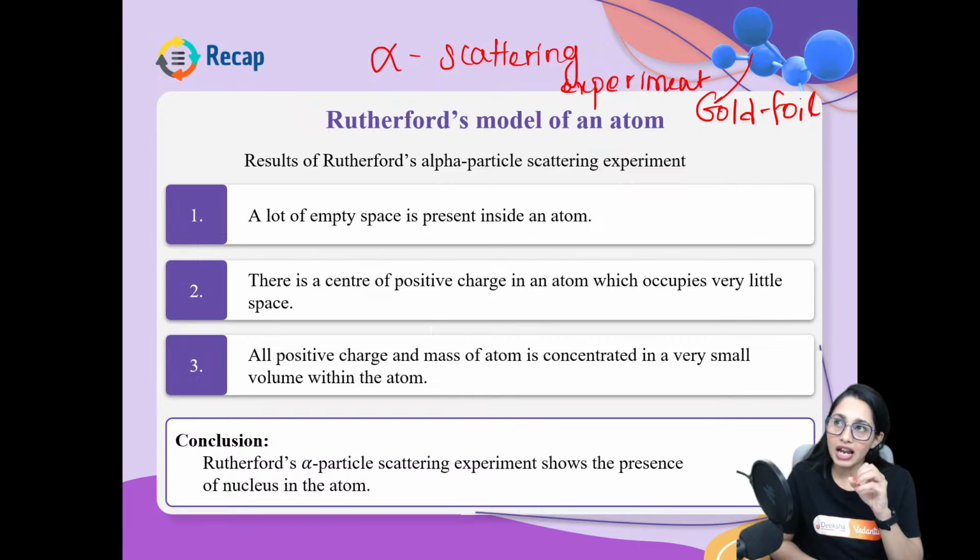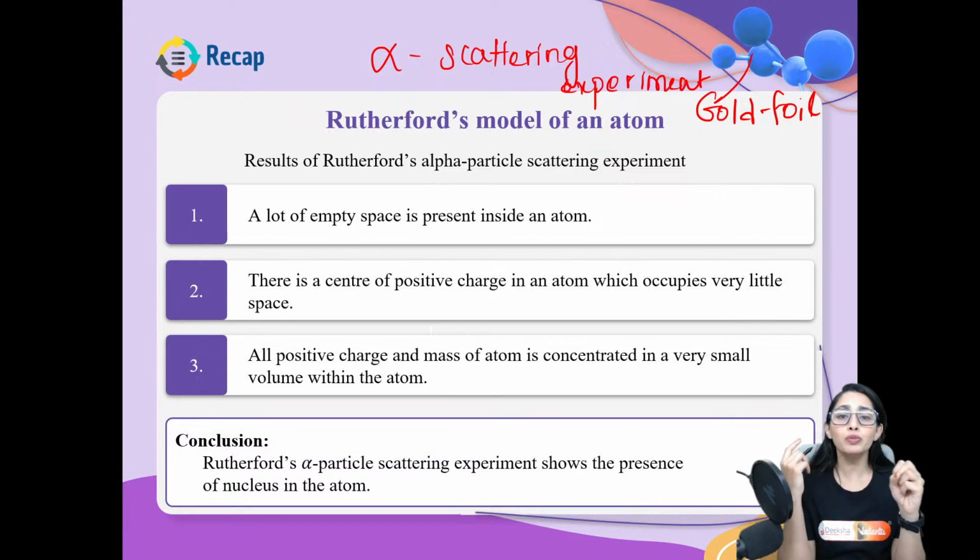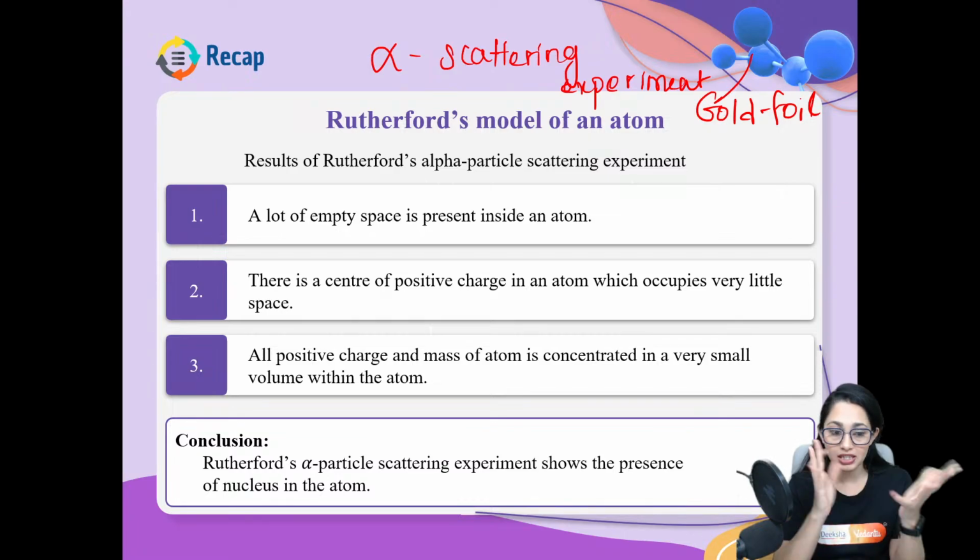Consider yourself standing in a football field. The football will be the size of the nucleus and the football field will be the size of the atom. That's how the comparison can be made. So, conclusion: Rutherford's alpha scattering experiment shows the presence of a nucleus in the atom. This is the positive side, or the discovery, of the Rutherford model of an atom.